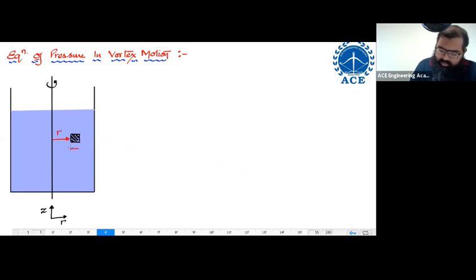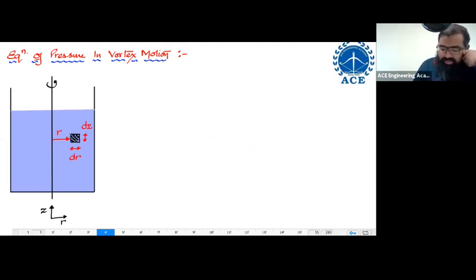And the thickness over here is equal to dr. The height of the fluid element is dz. Now, previously, what was happening in our subject of statics?